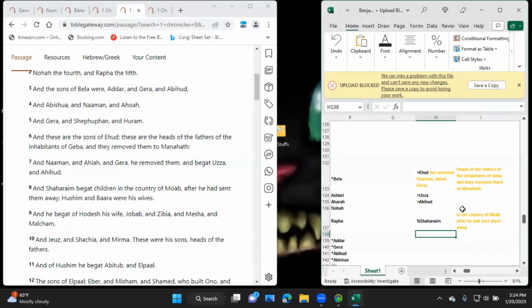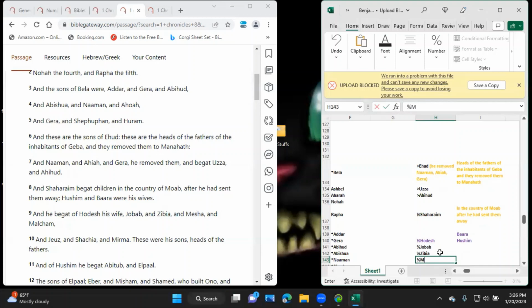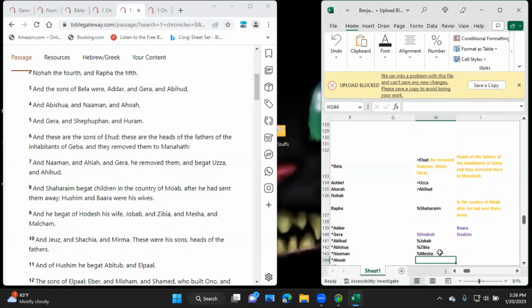And Shaharaim had two wives, per verse 8, Hushim and Baara, in purple, because they're female. That makes it a little bit easier to follow. And he begat, so starting in verse 9, of the third wife mentioned, Hodesh, his wife, Jobab, and Zibia, and Mesha, and Malcham.